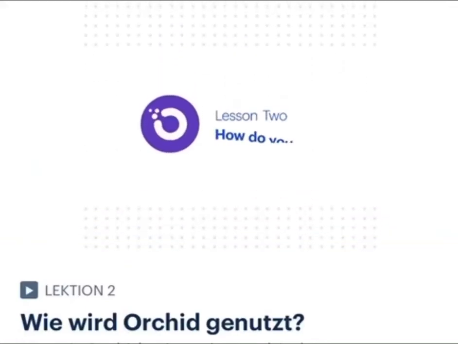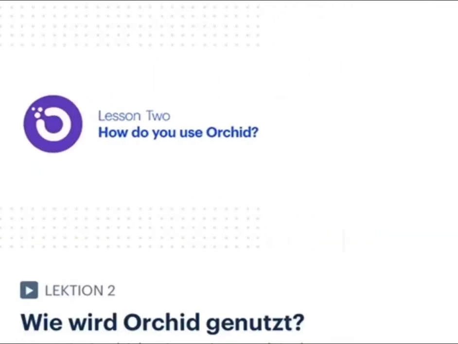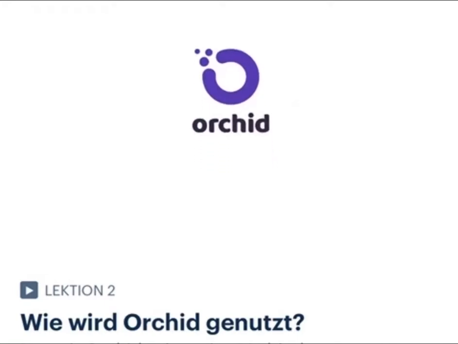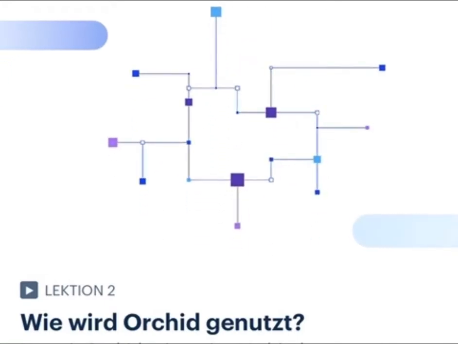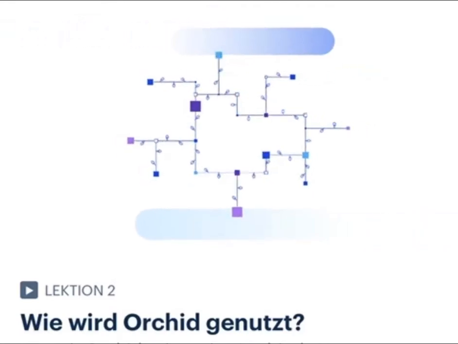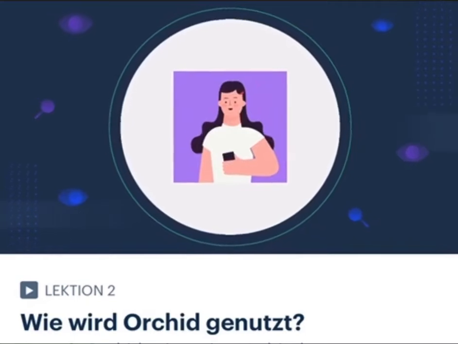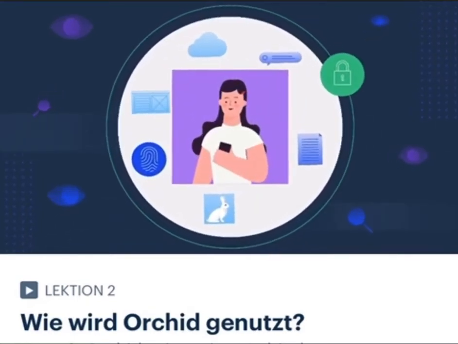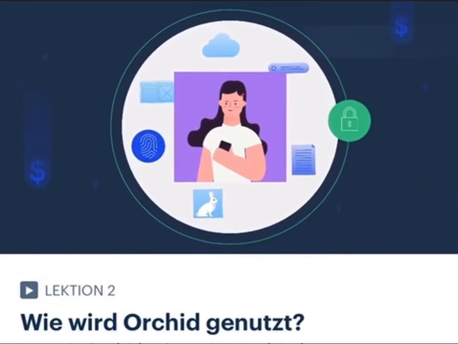Lesson 2. How do you use Orchid? Orchid is a new peer-to-peer privacy tool that includes a VPN and other features that put users in control of their internet connection. It's designed for regular people who want to use the internet securely, privately, and without having their online activity being sold to advertisers.